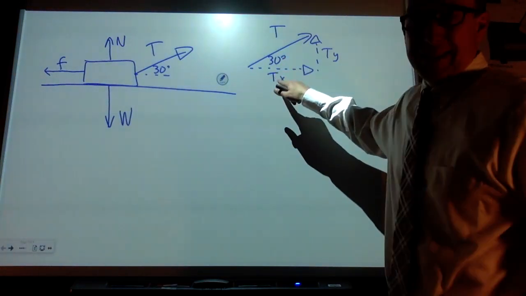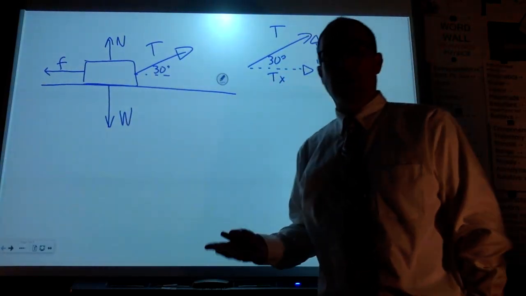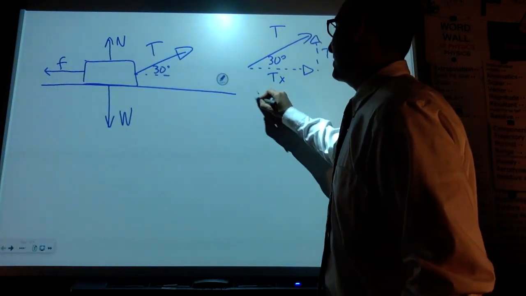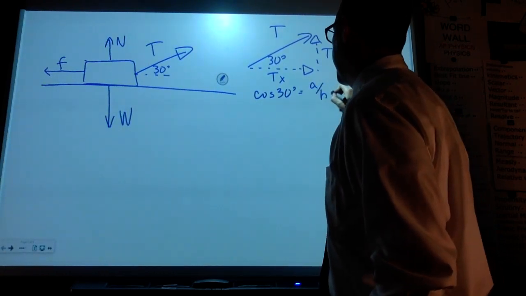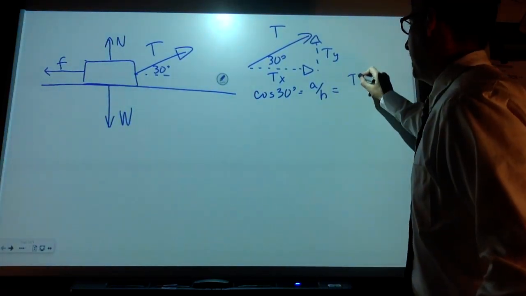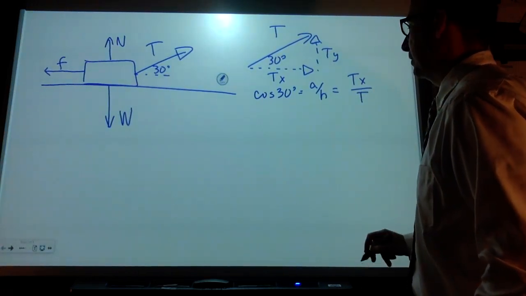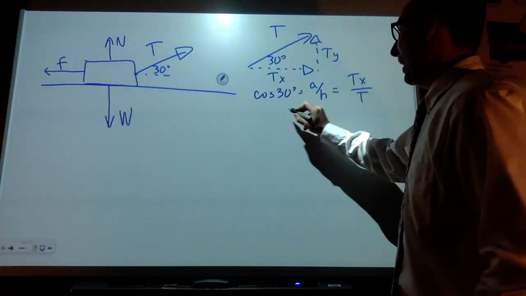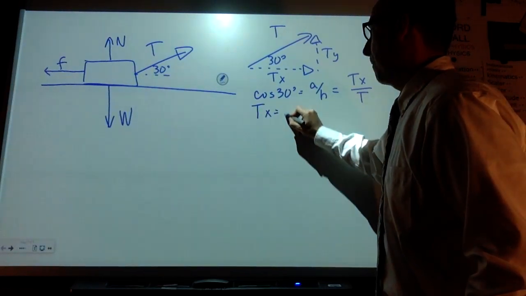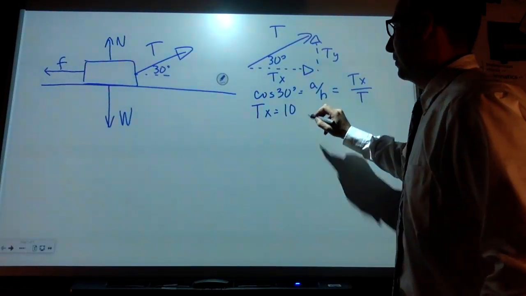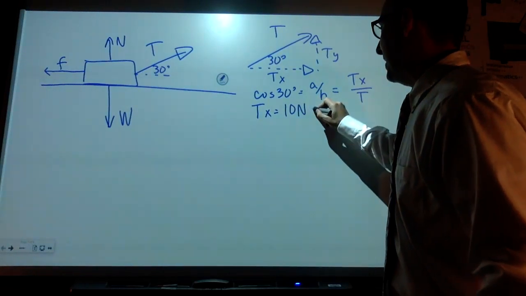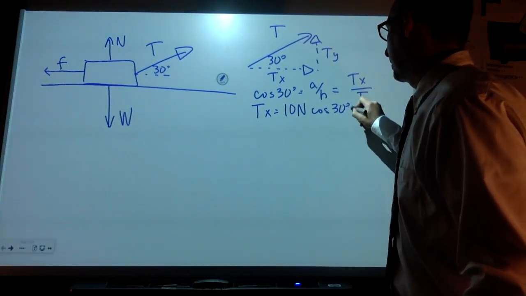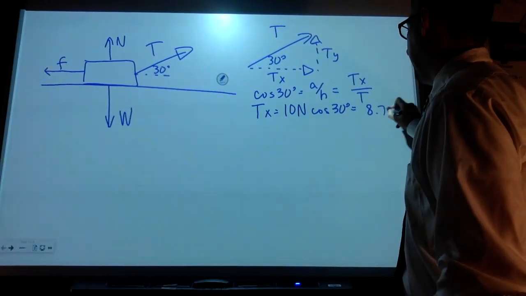So this is our adjacent side, Tx. So according to SOHCAHTOA, I would use cosine. So I'm going to say that cosine of 30 is equal to my adjacent over my hypotenuse, and that's going to be Tx over T. So Tx is going to be T times the cosine of 30. And we're saying that T is 10 newtons. So this is going to be 8.7 newtons.